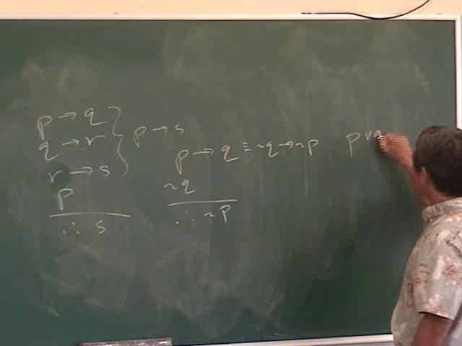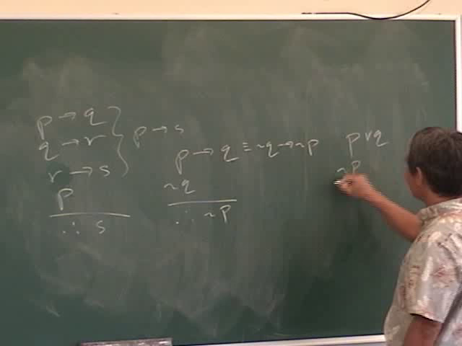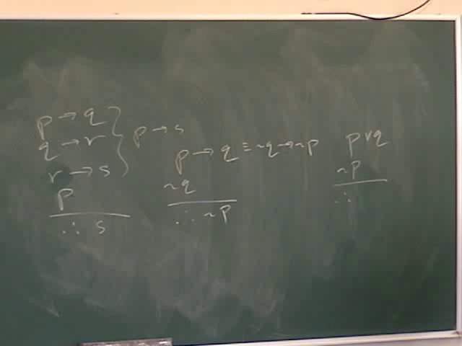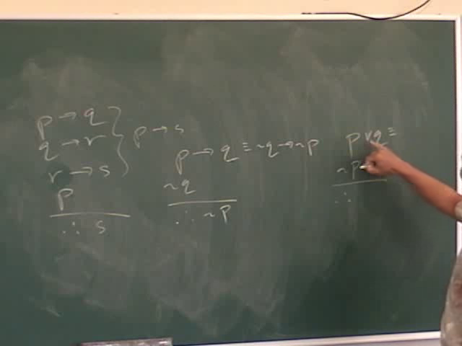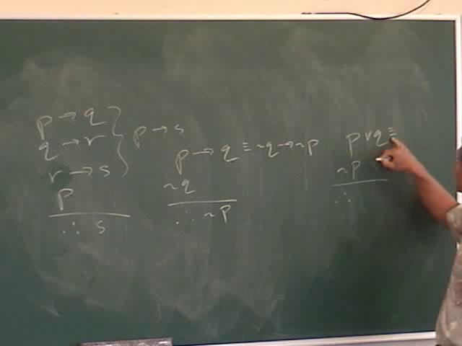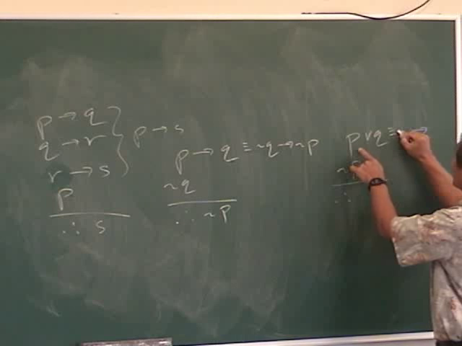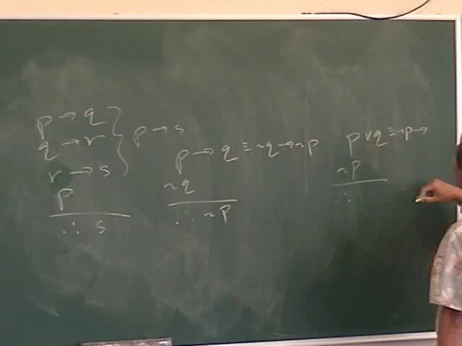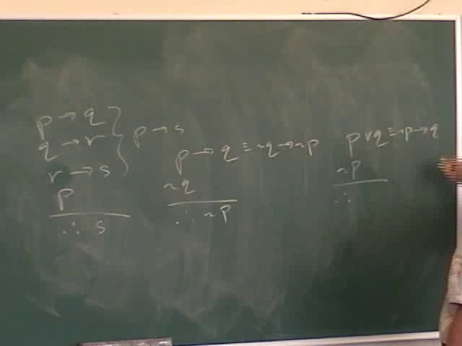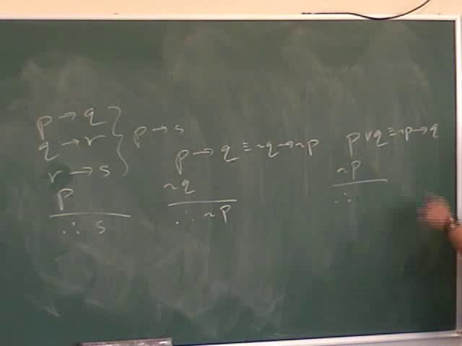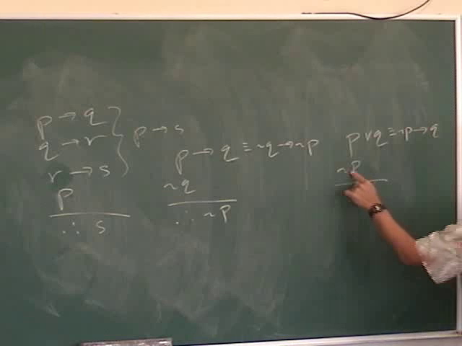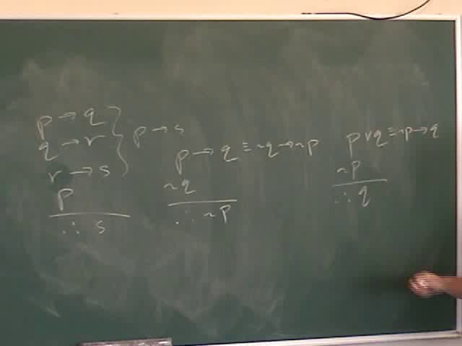P or Q, not P, therefore what? What can I conclude from that? Well, what did we learn? Any or statement is logically equivalent to a conditional statement, right? And how do you do that? You negate the first and leave the second one alone. Now, once you do that, look how easy this is. Gorilla implies banana. Gorilla, therefore banana. Modus ponens.